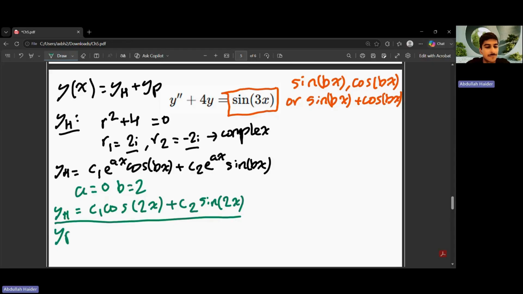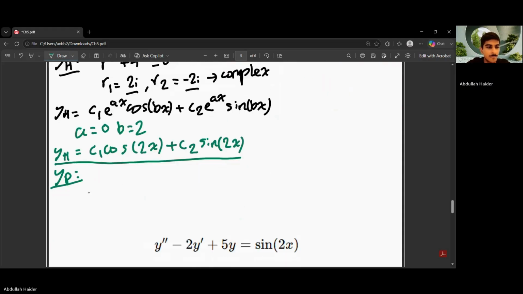Now we need to find yp. Whatever you get on the right side, whether it's sine bx, cosine bx, or both of them together, your yp will always be a cosine bx plus c sine bx.